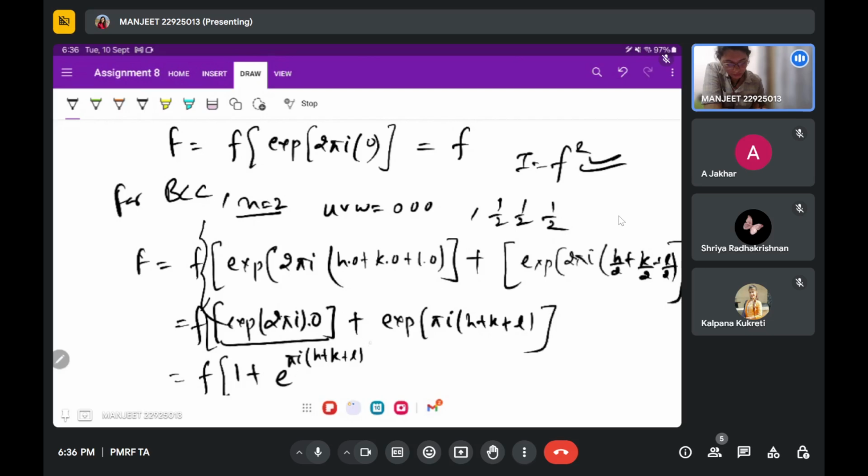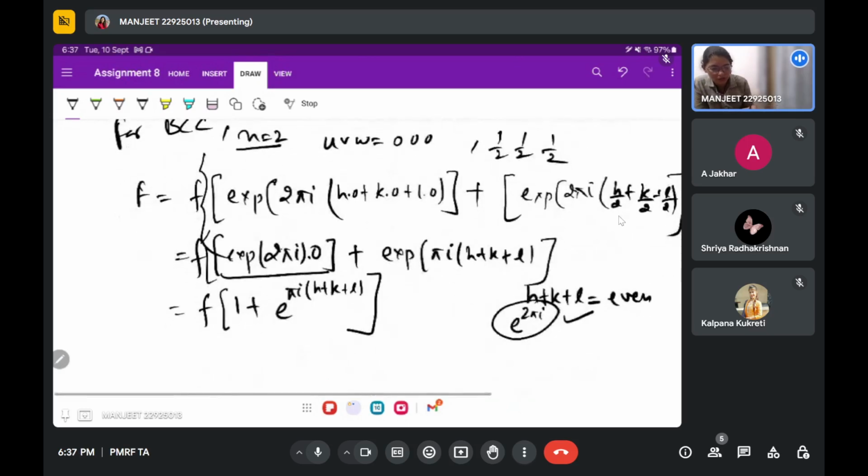So if this is my πι value, if your H plus K plus L will be an even value, so this will give you an even multiple, that is 2, e raised to the power 2ιπ. This is 1, so this will give you a value that is not equal to 0, so this will give you 2f, and the intensity will be 4f squared.